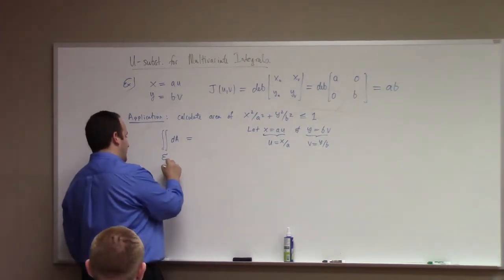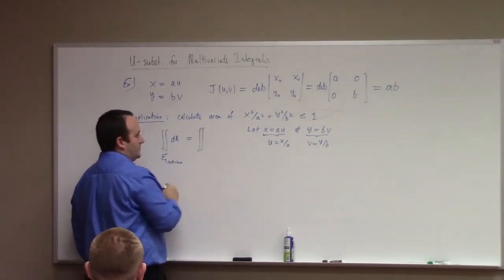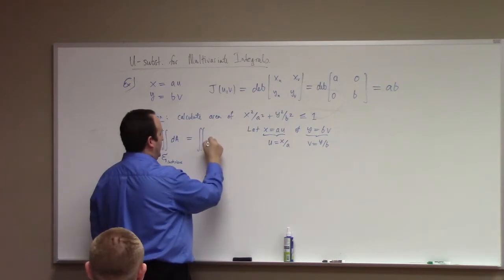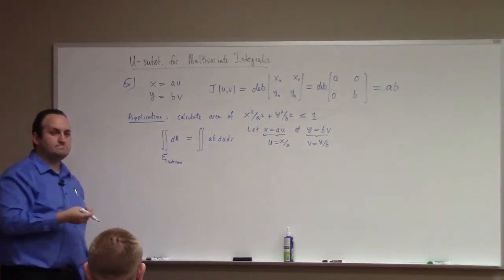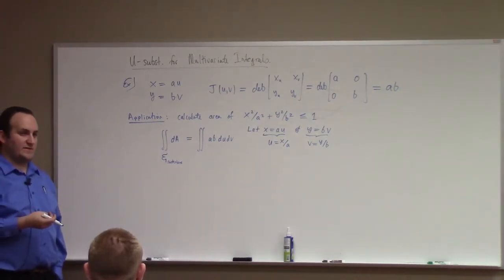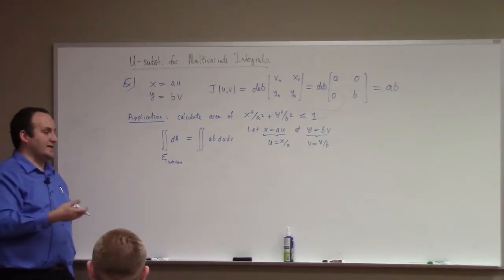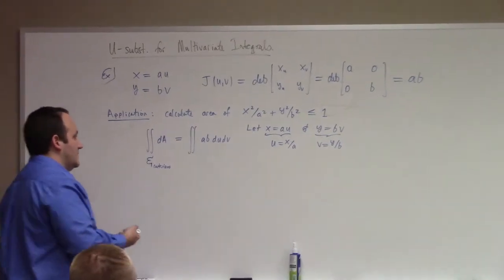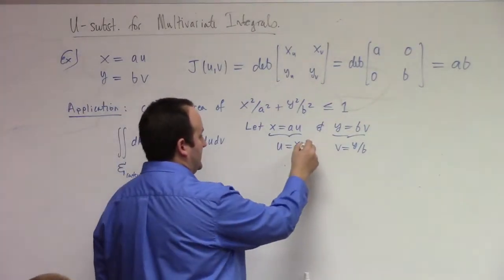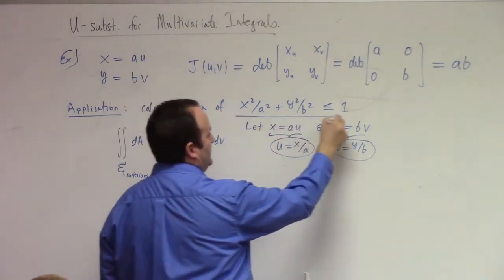So here's the ellipse originally presented in Cartesians. It becomes the double integral of what? Apparently ab du dv, assuming a and b are positive. And what's the transformed region? We have to change the measure and change the bounds. To change the measure, we calculate the Jacobian determinant. To change the bounds, you have to think about how the shape is transformed. Look at the original thing. What does this translate to?